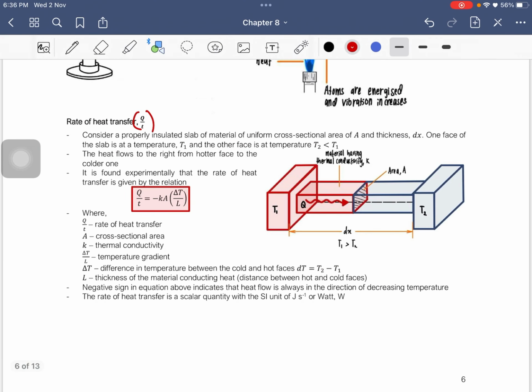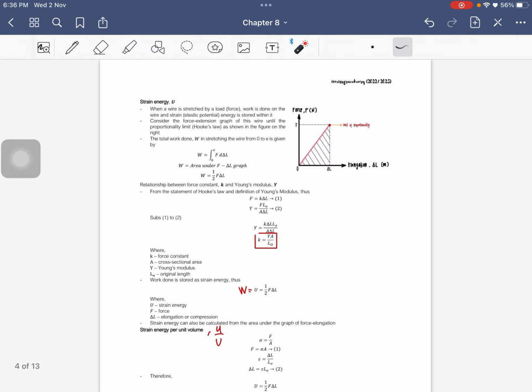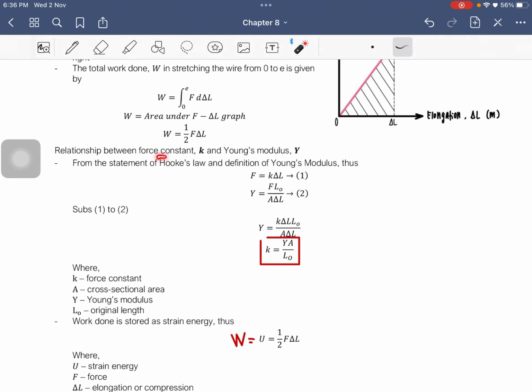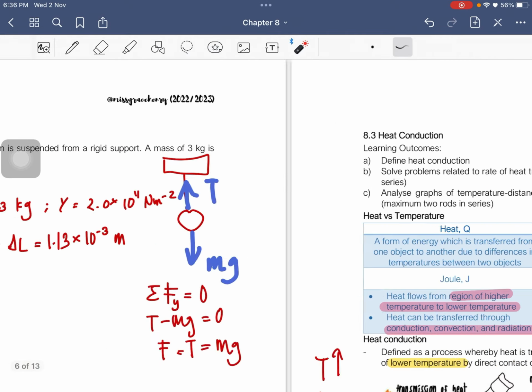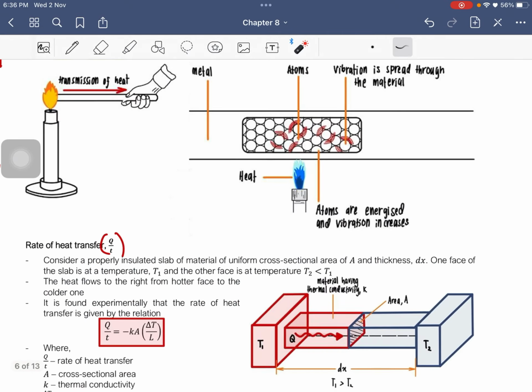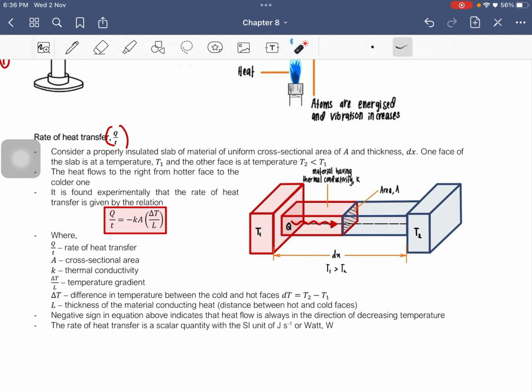Okay, so Q over T is the rate of heat transfer, A is the cross-sectional area, K is the thermal conductivity. So you remember, for this subtopic, K is the thermal conductivity, but for the subtopic just now, K is our force constant. Alright, so make sure you are calculating ikut subtopic lah. So the question, make sure kamu tidak get confused.